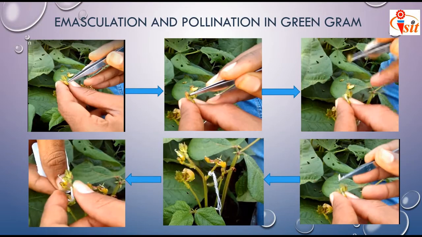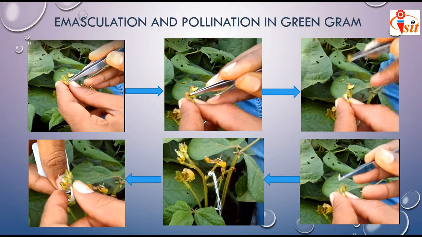Then the next point is emasculation and pollination in green gram. While going for hybridization to create variability, firstly we have to select a bud which will open tomorrow. This condition of bud is called the hood stage of the bud. So select this condition of the bud, then remove the calyx, open the bud, open the petals of the bud, and then remove those petals with due care without injuring the gynoecium.